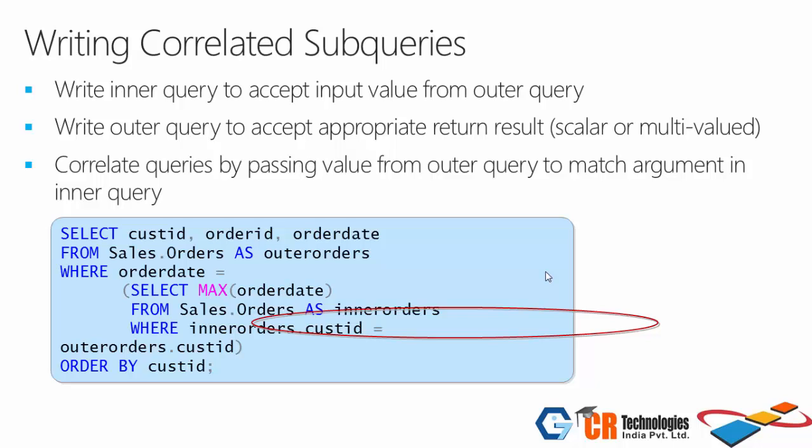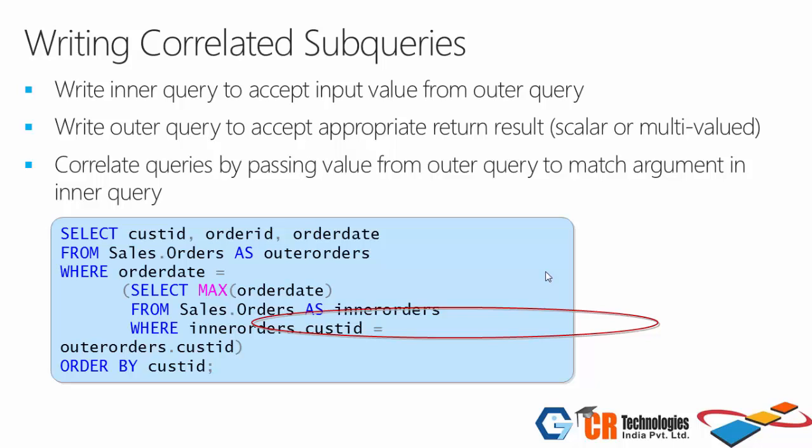You need to write the inner query to retrieve values from its source based on an input value from the outer query. For example, you can use the outer column in the where clause of the inner query. The correlation between the inner and the outer queries occurs when the outer value is passed to the inner query for comparisons. It's this correlation that gives the subquery its name as a correlated subquery. So that's about correlated subqueries and how you could actually work with them.